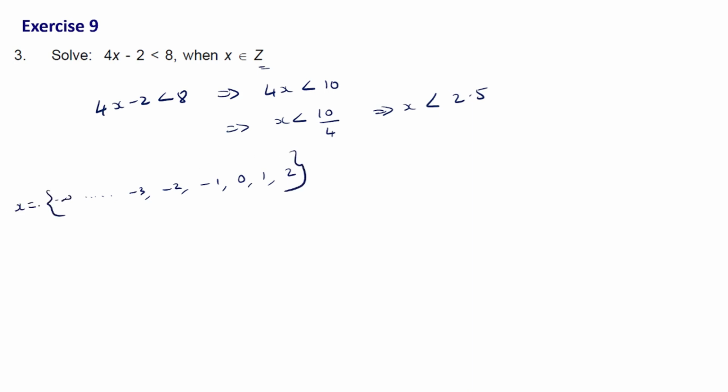So here, since x belongs to the set Z of integers, we have x less than 2.5. So we have all those integers less than 2.5. So it is 2, 1, 0, -1, -2, -3, and so on.